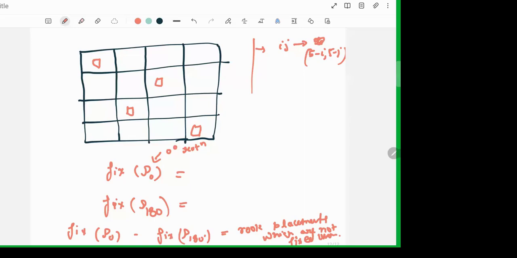Because in fix rho 0, two rook placements which are equivalent can be different. Fix rho 0 computes all rook placements, basically. Yes, we are looking for all valid rook placements, but we are looking for non-equivalent rook placements. They can be equivalent under 180-degree rotation. Equivalency is defined as they stay the same after rotation. So this is computing this thing and that thing as different things under 0 degrees, but after 180 degrees they become the same.